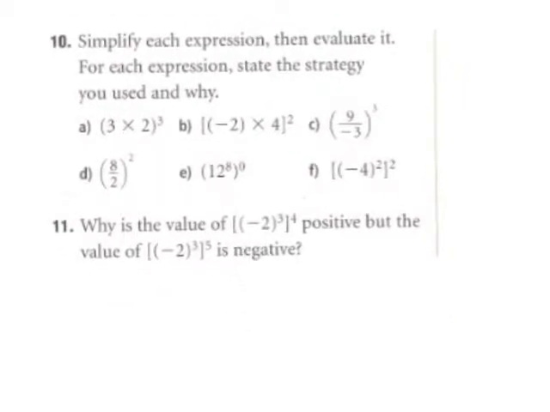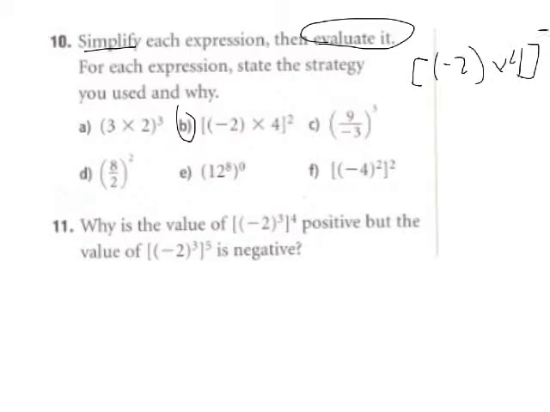Number 10, simplify each expression, then evaluate it. So here, you're going to simplify, then evaluate. Simplify means you put it as a power. Evaluate means standard form. So we're going to do 2 answers here. So let's do B. Negative 2 multiplied by 4, all raised to the power of 2. Let's simplify it first. We're going to distribute. So this is negative 2 squared times 4 squared. There's my simplified version.